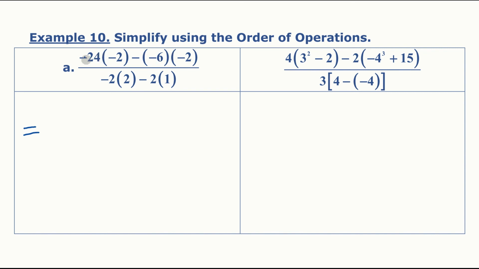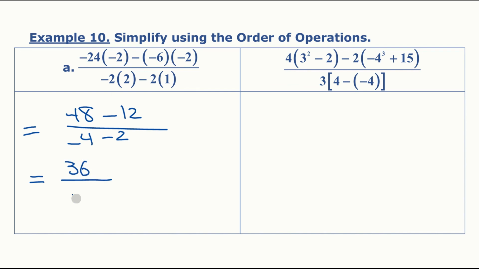So notice we have multiplication and subtraction. So we're gonna multiply first. So these two will give us positive 48 minus these two will give us positive 12, okay? Over those two are gonna give us negative 4 minus 2, okay? Now 48 minus 12, that's 36 over negative 6. So we end up with negative 6. All right, that's what we had to do there.